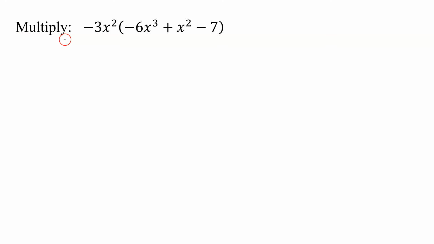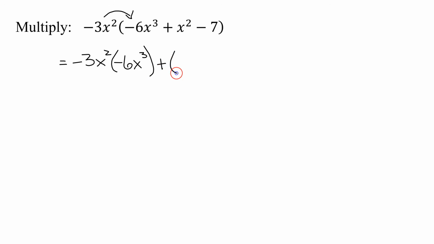In this example, I need to multiply negative 3x squared with the quantity negative 6x cubed plus x squared minus 7. So I'm going to do this using the distributive property. And this one, I'm going to write an extra step I normally don't write in. But I'm going to have negative 3x squared times negative 6x cubed.